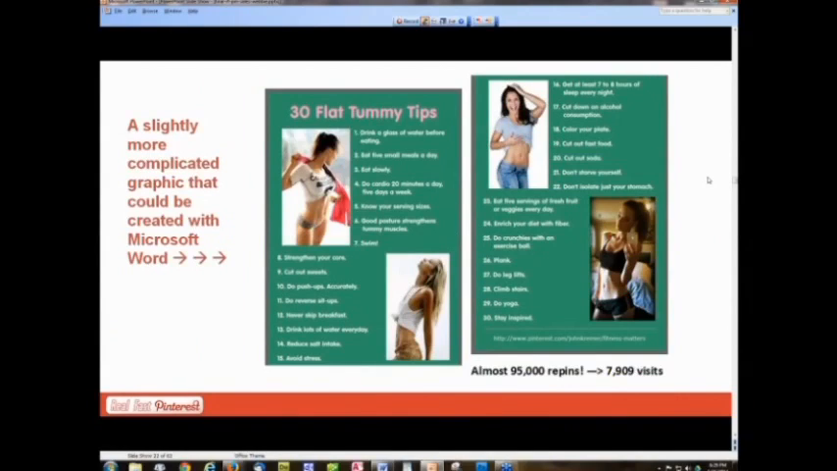A little bit more complicated. You have to know how to put images to the left of the words or to the right of the words, but that was about it. Not complicated.